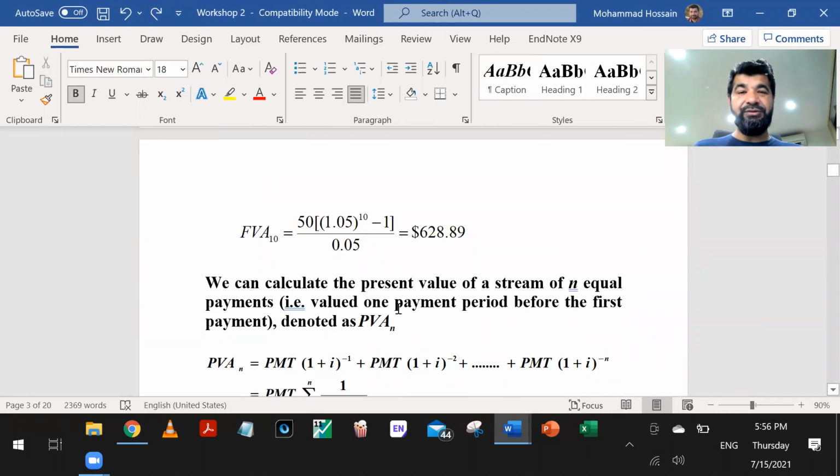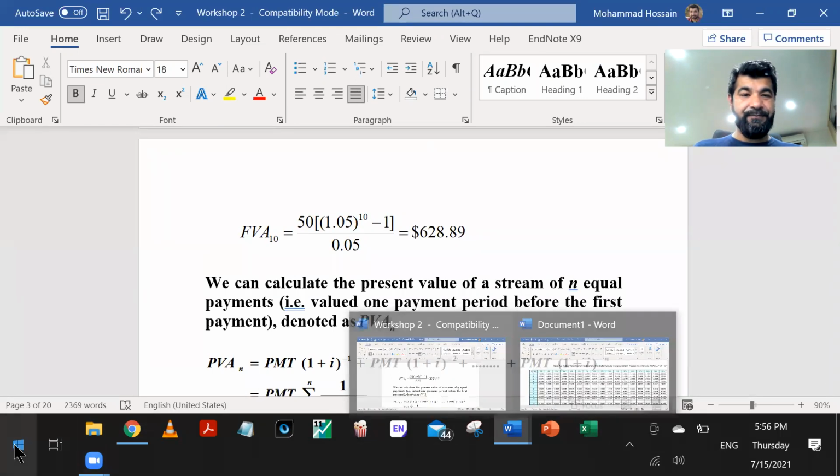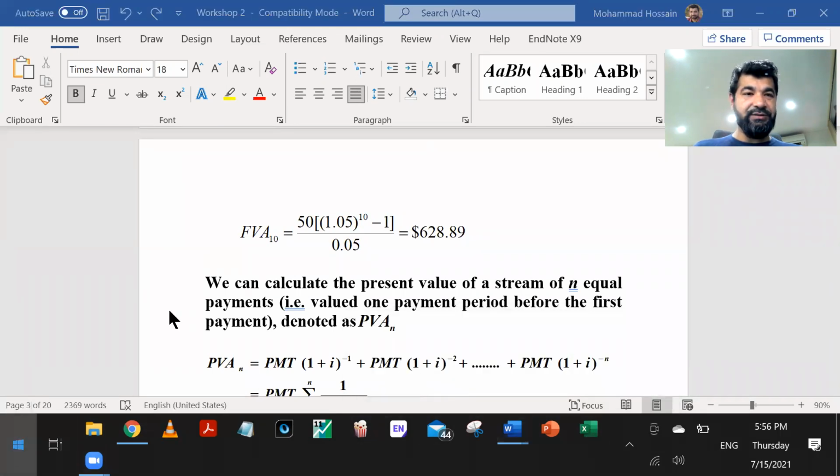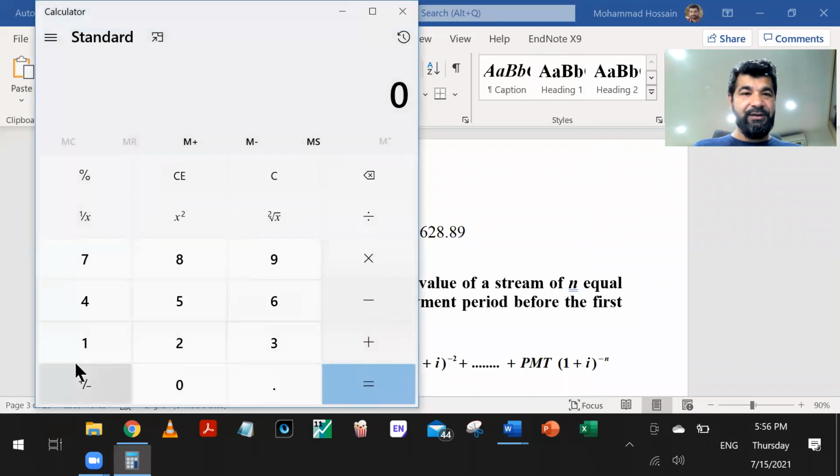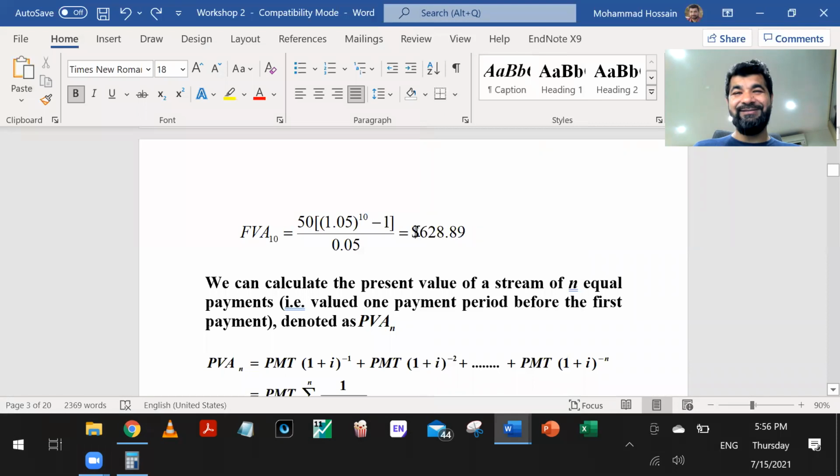So 50 into that one we're going to do. So let's do it in the calculator. It's 12.578 multiplied by 50. That gives 628.9. So you see here, 628.89. Okay, that's it.